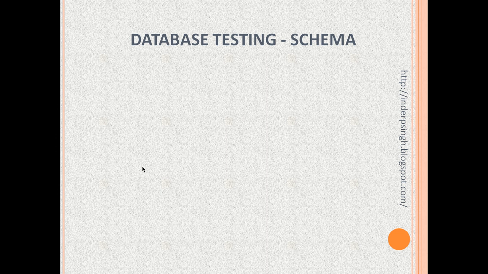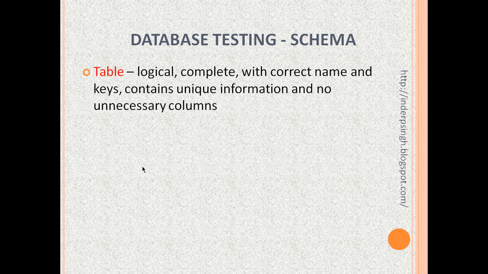So let us move to how we can test the schema in database testing. First, what we have to test is the table. While we are testing the schema, we have to find out whether the table is logical. It is complete, which means it contains all the necessary columns in it. Every column has to be tested separately, but that we'll just see in a minute.